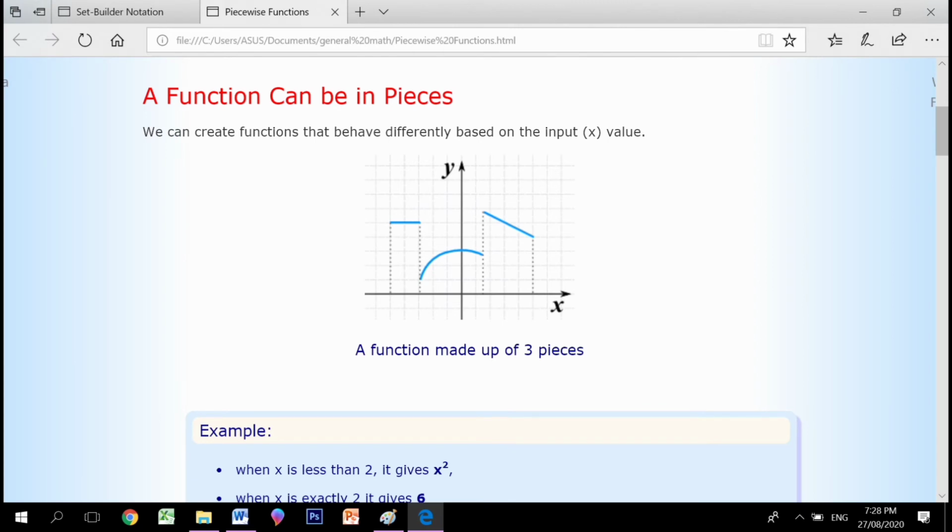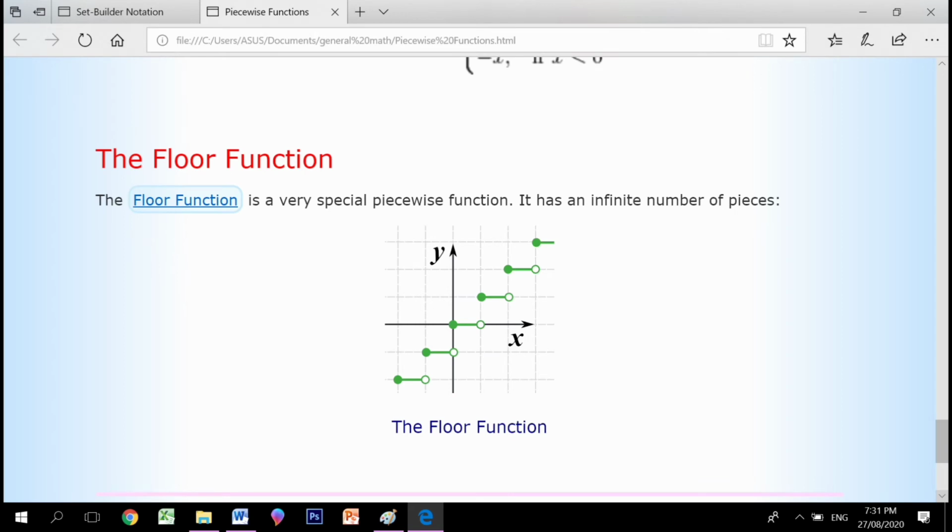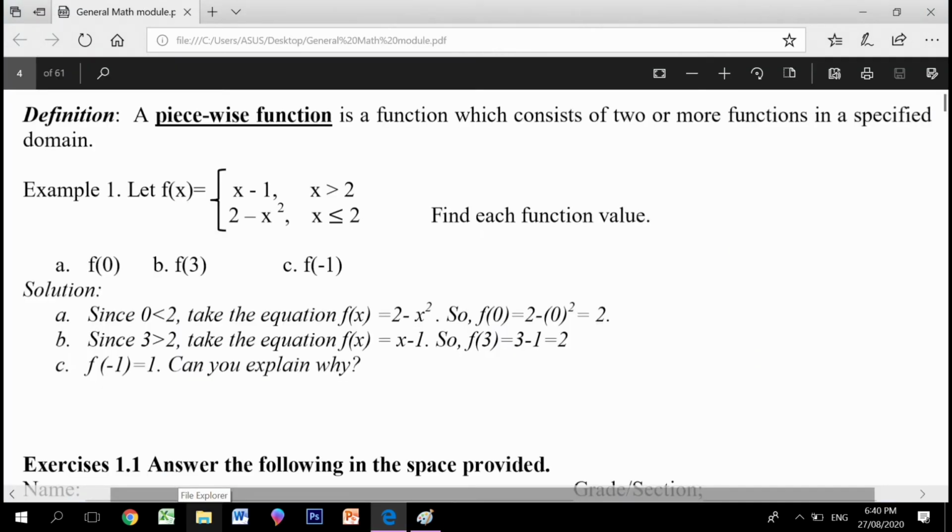So, a function can be also in pieces. So, this is an example of function made up of 3 pieces. Ito naman po ay yung absolute value function, which is nag-form siya ng 90 degrees, and of course may absolute value po tayo. Another one is the floor function, which is yung mukha niya parang hagdan. And lastly, meron tayong tinatawag na piecewise function. So dito tayo mag-focus sa piecewise function.